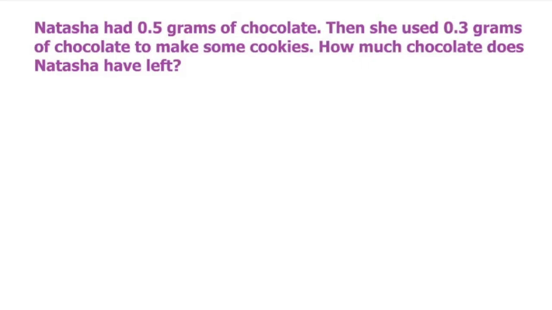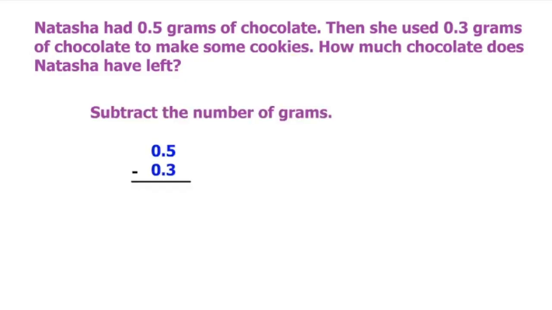In this lesson, we are going to solve a word problem that involves decimals. So if we have a problem like this that says, Natasha had 0.5 grams of chocolate. Then she used 0.3 grams of chocolate to make some cookies. How much chocolate does Natasha have left?